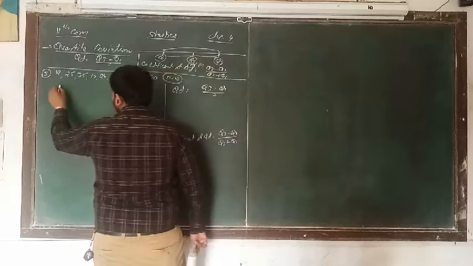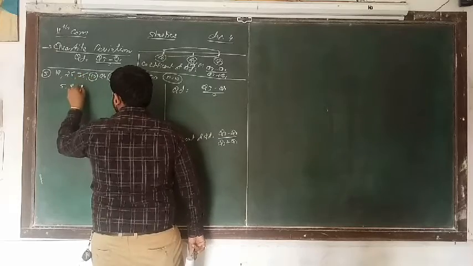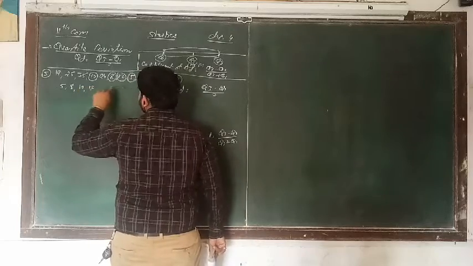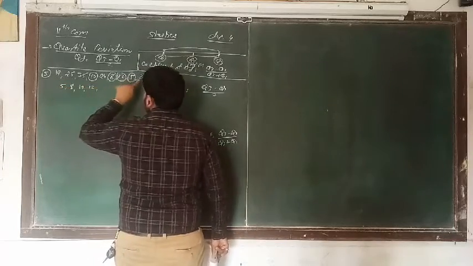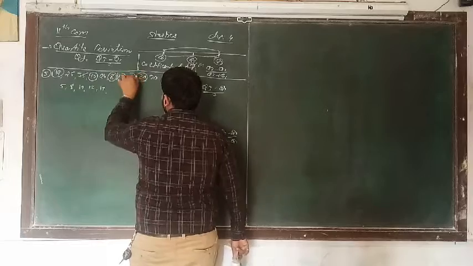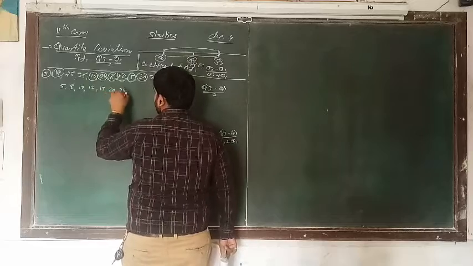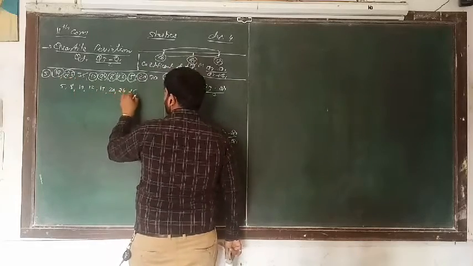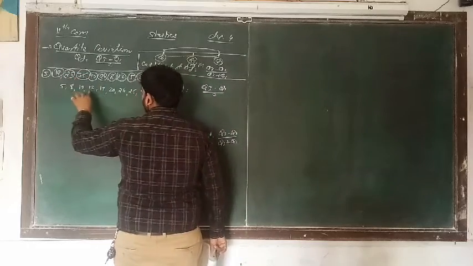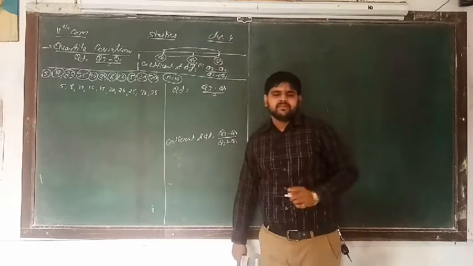So first, 5. Second, 8. Third, 10. Fourth, 12. Then fifth, 19. Then 20. After 20, 24. Then 25. Then 30 and 35. So 1, 2, 3, 4, 5, 6, 7, 8, 9, 10. So this is the ascending order.